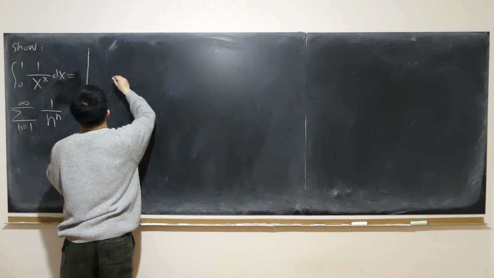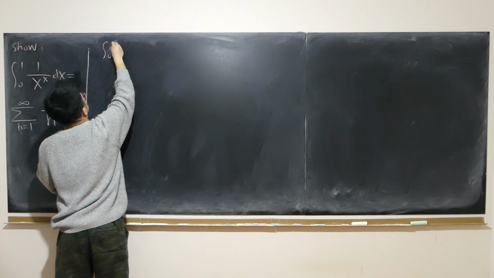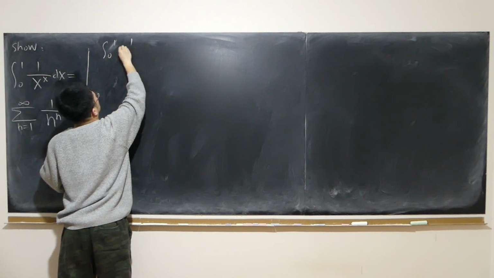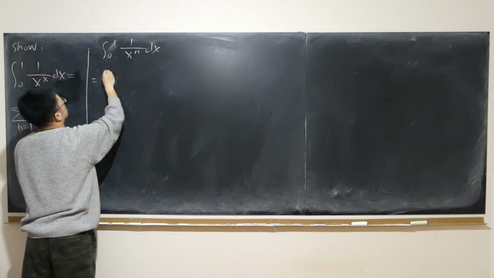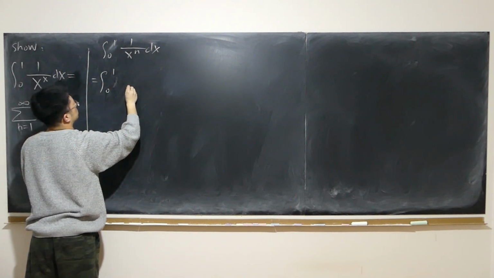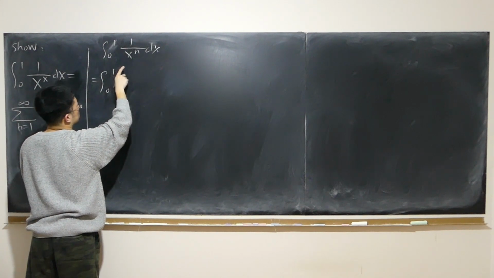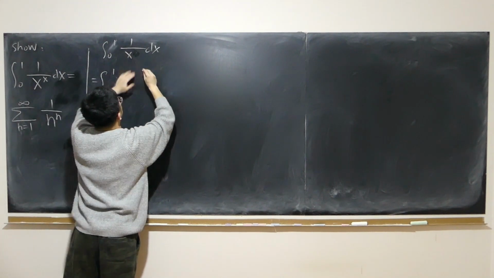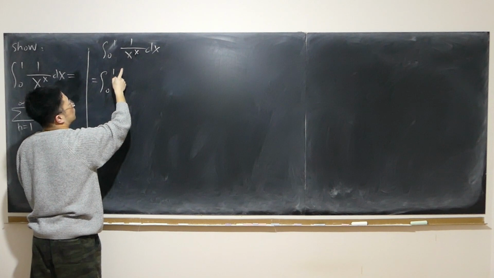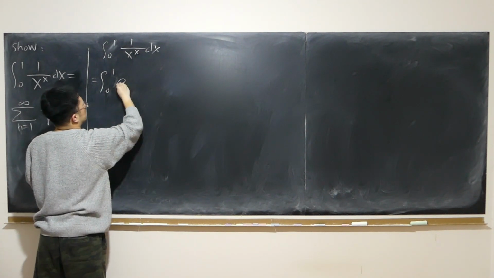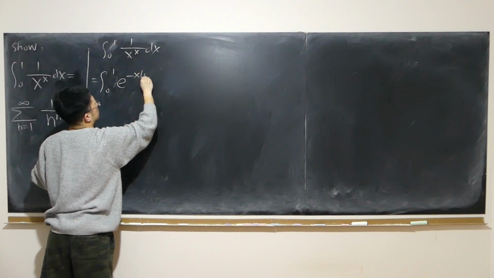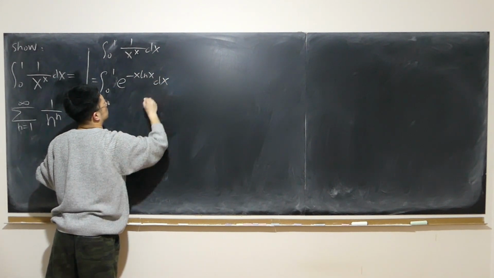So first, let me just copy down this definite integral from 0 to 1 of 1 over x to the power of x dx. That is equal to, from 0 to 1, change of base, right? e to the power of x log x. And then we have the reciprocal, so it is e to the minus x log x dx.